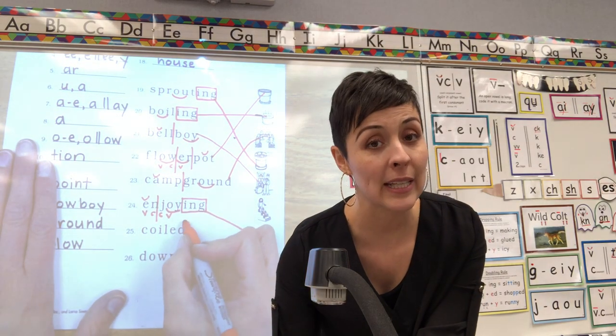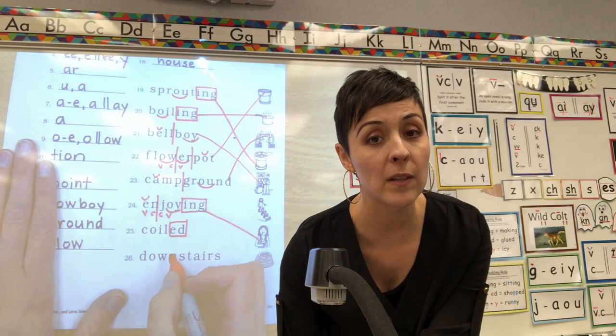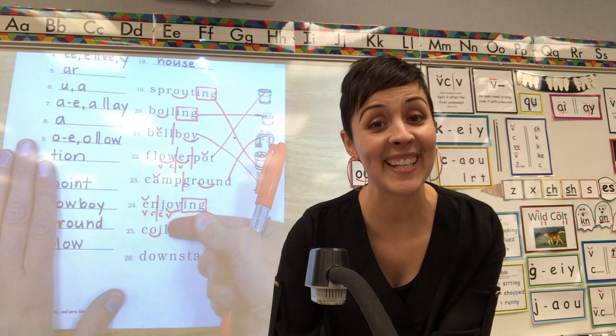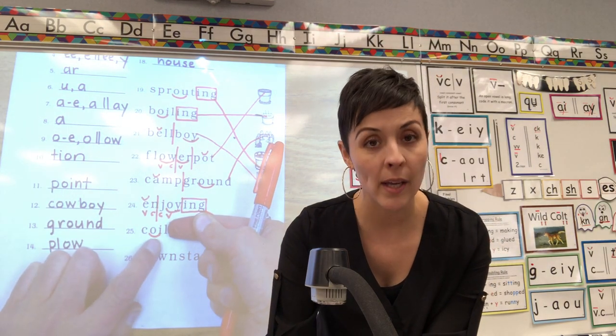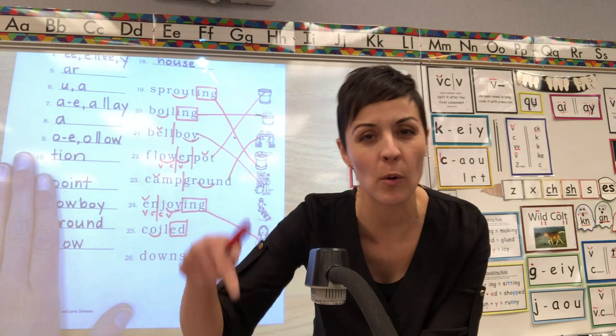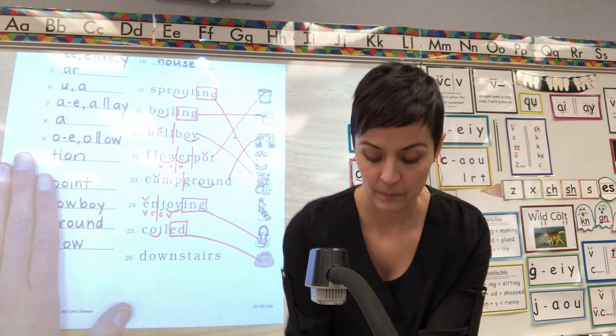25, box your suffix ED says D. Root word, O-I says oi, arc it. Will you do just the root word first, starting C, get ready. K, oi, ol, whole word, coiled. You got it. If it's coiled, it means it's wrapped around and around. Just like that hose. Match it.